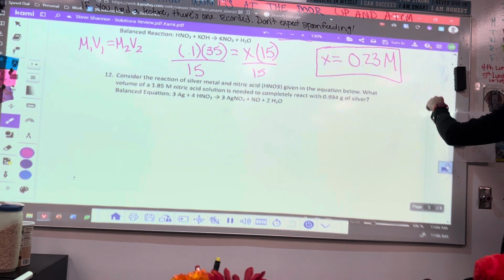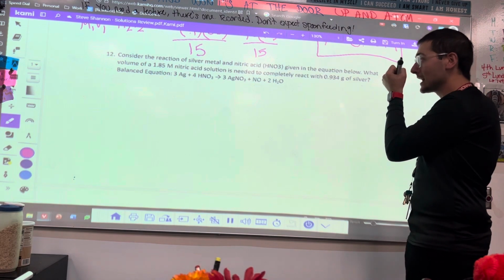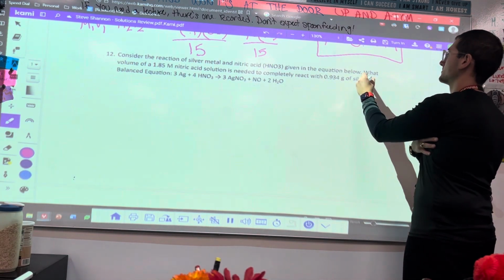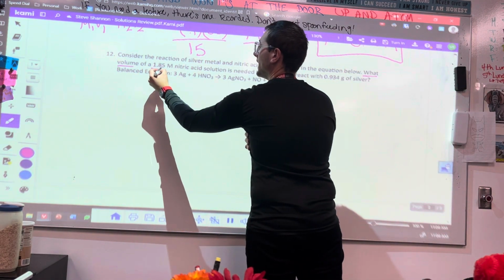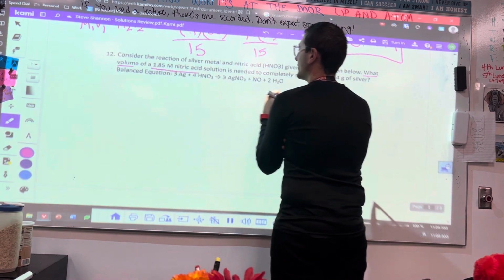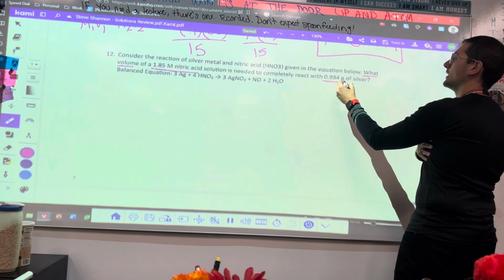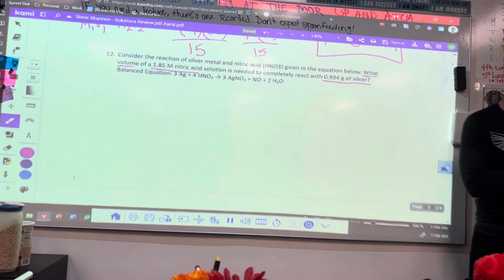Number 12. Consider the reaction of silver metal and nitric acid given the equation below. What volume of a 1.85 molar nitric acid solution is needed to completely react with 0.934 grams of silver? All right. And you have a balanced equation.